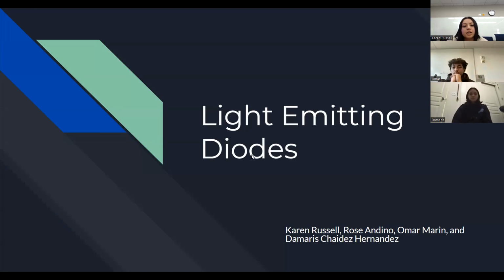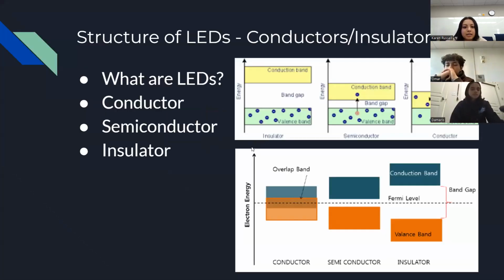So first, what are LEDs? LEDs are light emitting devices. When a current flows through one, the quantum mechanics of LEDs can be easily seen through the movement of electrons within a diode in the form of photons in the visible light spectrum. The structure of an LED can be broken up into three parts: conductors, semiconductors, and insulators.